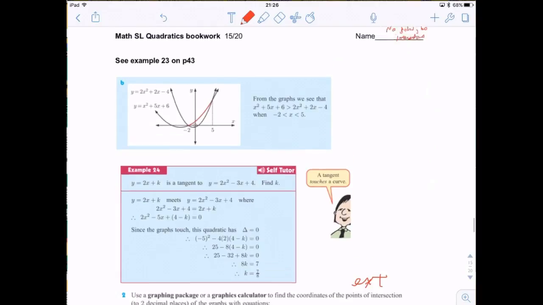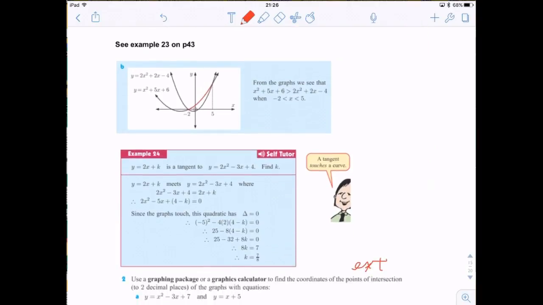There's a couple of examples here on page 15. The first one is showing two different quadratic graphs. One of them is kind of a flatter parabola, and the other one is kind of a narrower parabola. And you can see that these parabolas cross each other at 2 points, basically here and here.